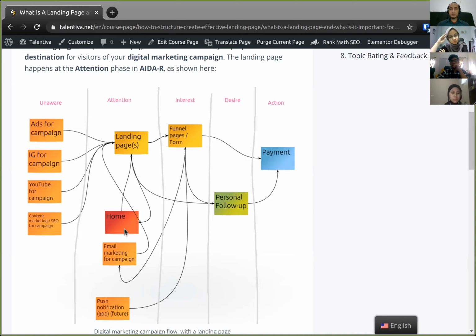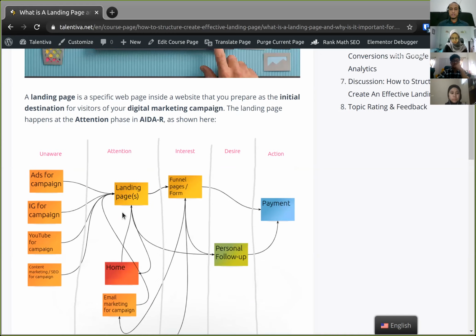So landing page and home page are different. A home page is when somebody is usually Googling or maybe types the address, for example, talentify.net, that will go to the home page. But a landing page is a very specific page that basically already knows what the problem of the user is.